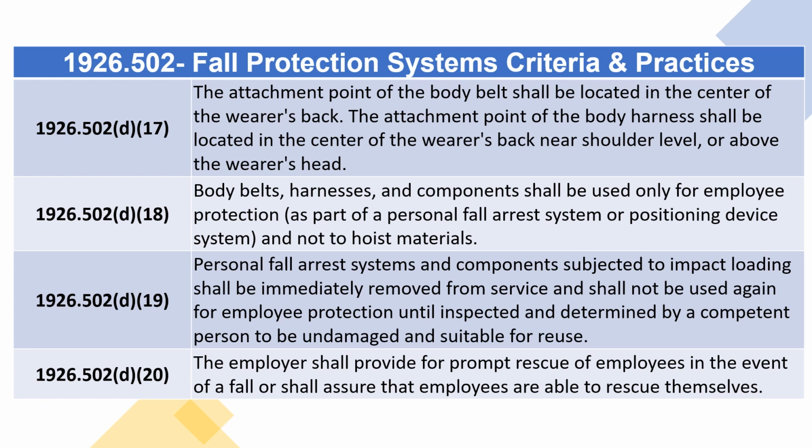1926.502 D19: Personal fall arrest systems and components subjected to impact loading shall be immediately removed from service and shall not be used again for employee protection until inspected and determined by a competent person to be undamaged and suitable for reuse. 1926.502 D20: The employer shall provide for prompt rescue of employees in the event of a fall or shall assure that employees are able to rescue themselves.